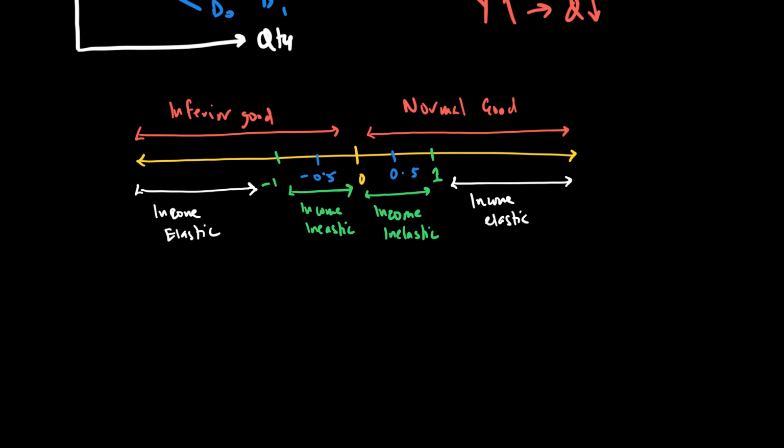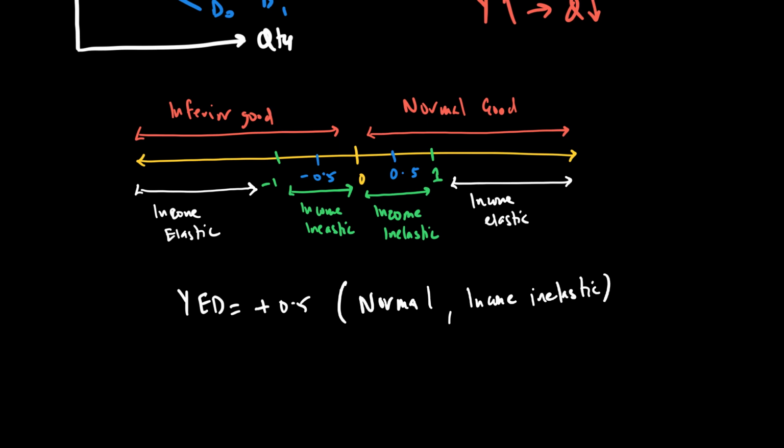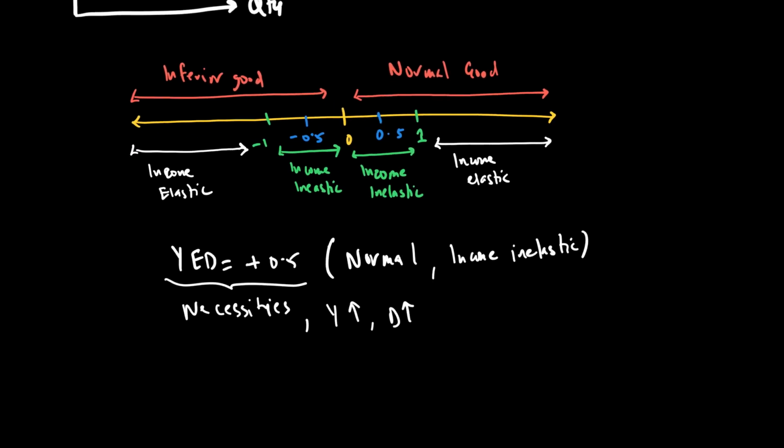Let's say your YD is for example a positive 0.5. A positive 0.5 will mean that it is A, normal, because the sign is positive, and B, it is income inelastic, which means not so responsive to change in income. So, for example, I can say all our necessities may come under this category, where when my income goes up, I may demand more, but not necessarily a lot more, because I'm already buying an amount that fulfills my daily needs. So I may not need to alter my consumption significantly.